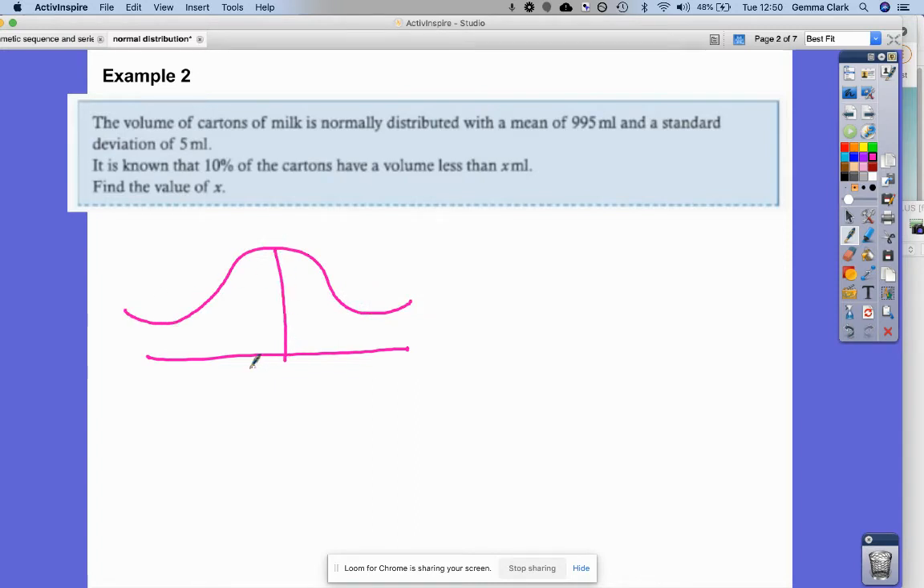So I've got, what do they say the mean was? 995. Sigma is 5. And it's known that 10% of the cartons have a volume less than. So over here, and only 10%. So remember that 50% of the data is on the left-hand side of the mean. So if I'm only talking about 10% being less than some value X, then that's 0.1, isn't it? 10% are less than some value X. Okay, so that's my picture set up.